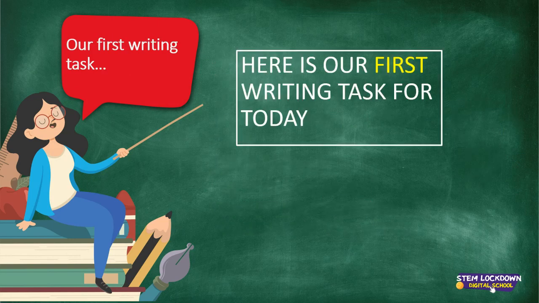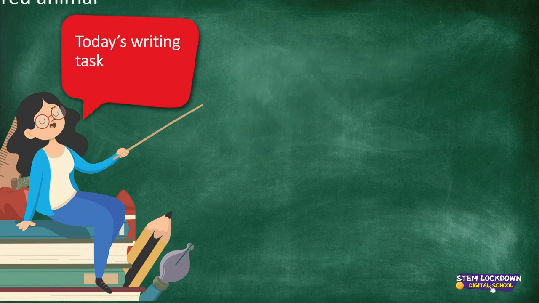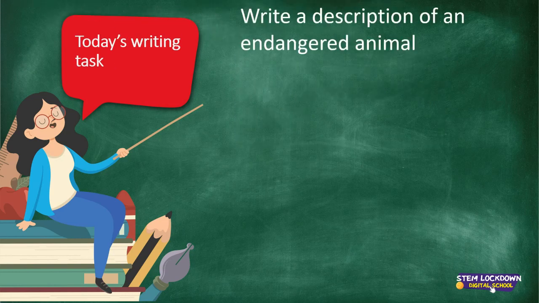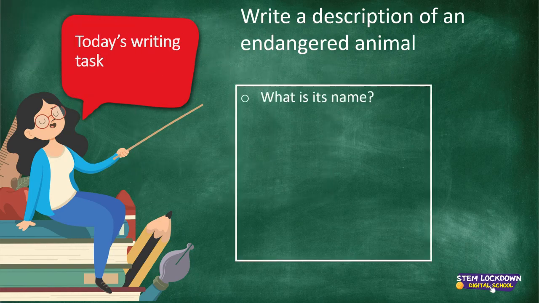Right. Now, here's our first writing task. And remember, with these writing tasks, I will take you step by step through them each time. So, I want you to write a description of an endangered animal. And what you'll do is you'll mention its name. You'll say what animal family it belongs to, like it could be a mammal or an amphibian or a bird, whatever you choose.